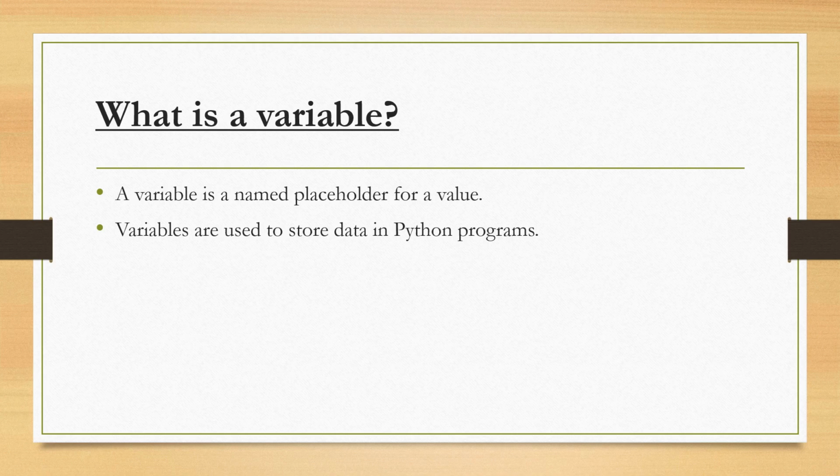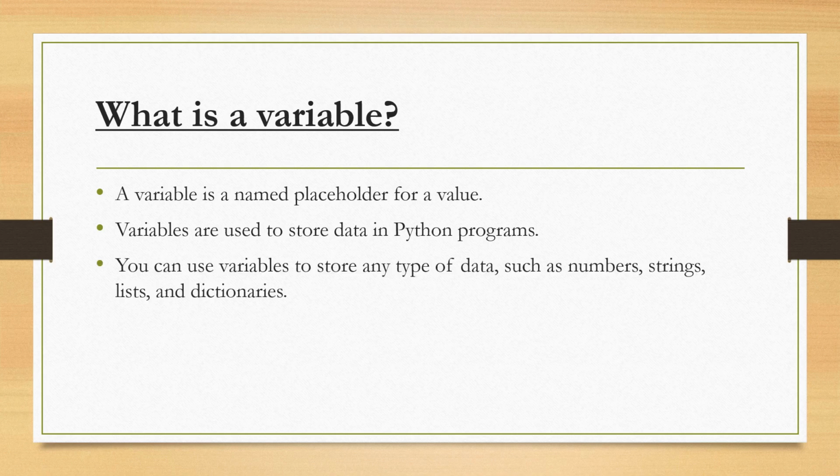Now we can store values in the variables, and variables have different types of data. We have already covered data types previously. You can use variables to store any type of data such as number, string, list, or dictionaries. Anything you can store in that thing.